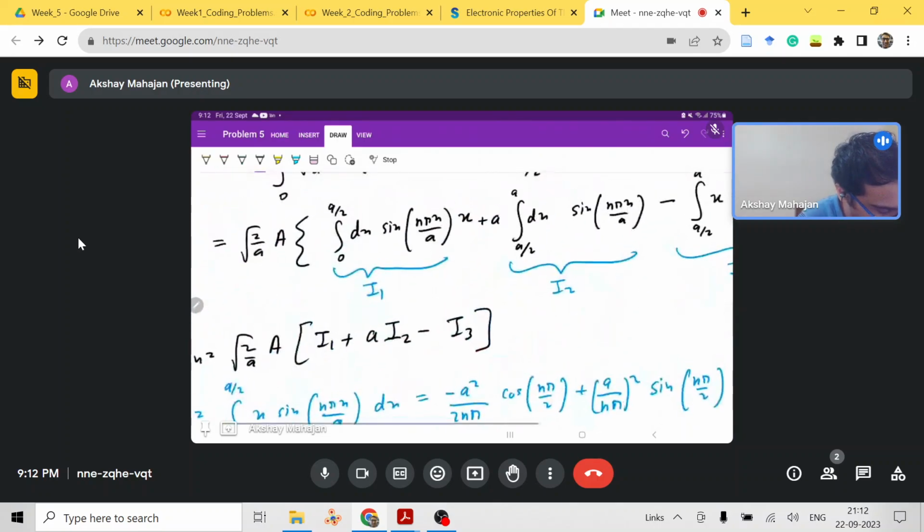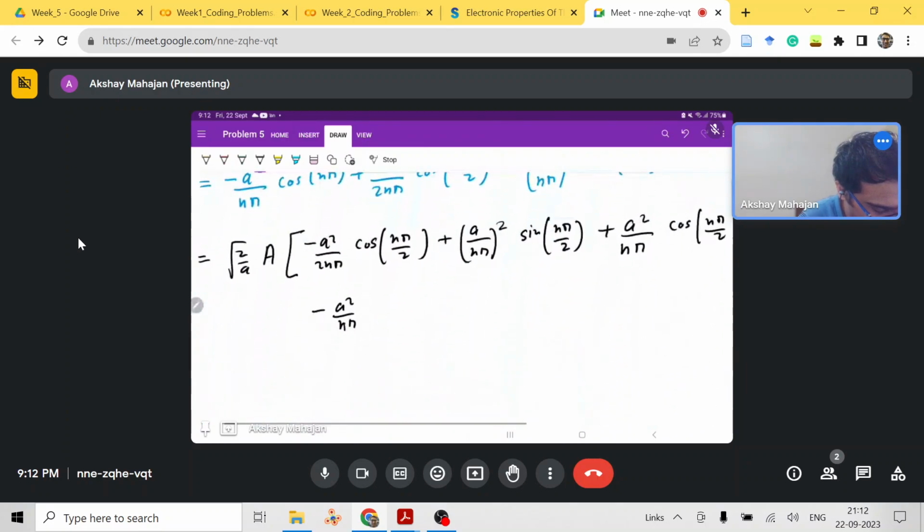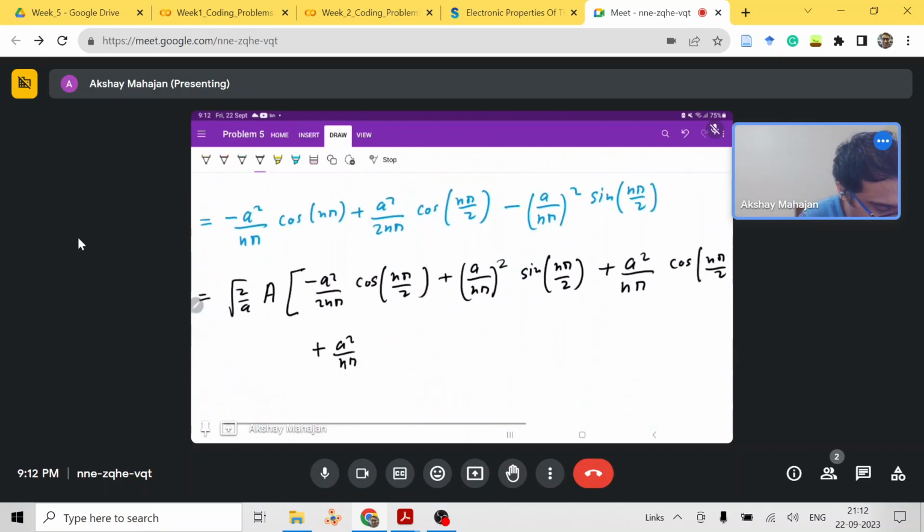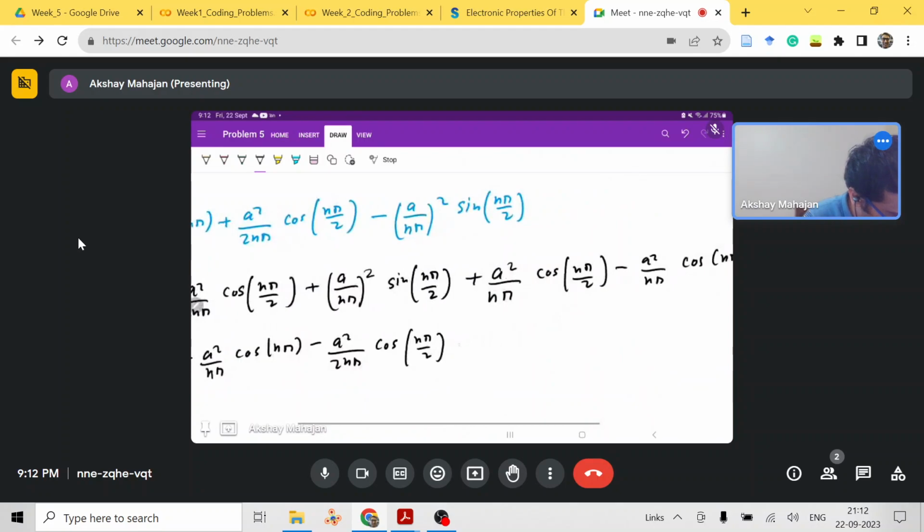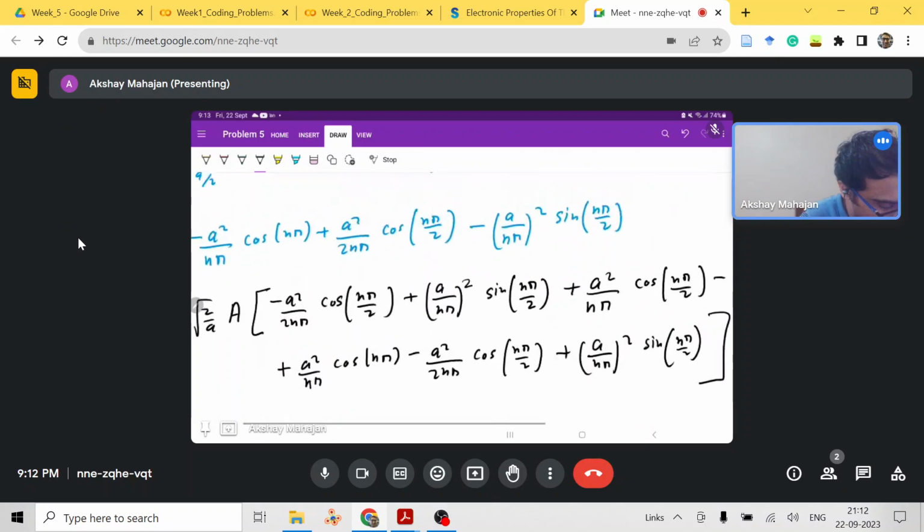Okay, I have to use minus of I3, sorry, so it will be plus a square upon n pi cos of n pi, the same, changing all the signs of I3, minus a square upon 2n pi cos of n pi by 2, and plus a upon n pi whole square sine of n pi by 2. So this will be our solution.